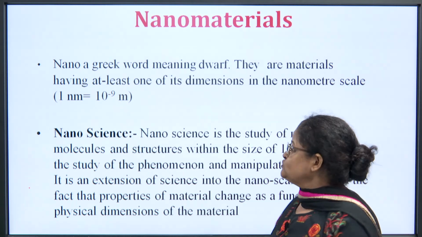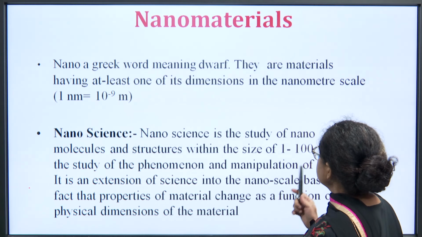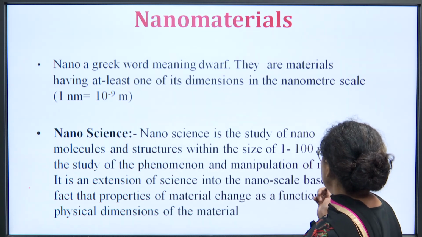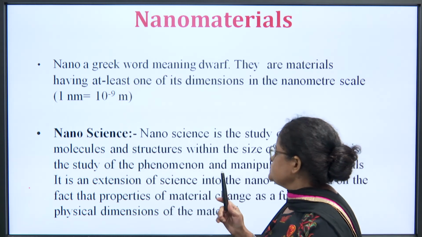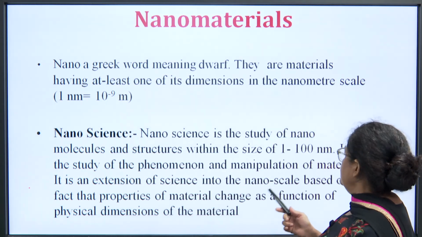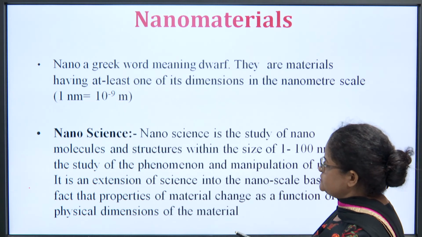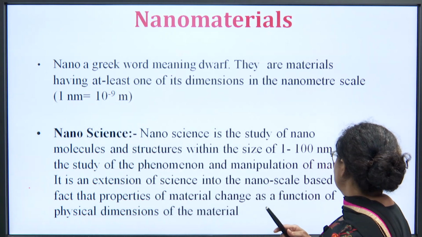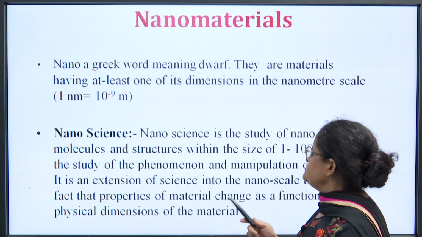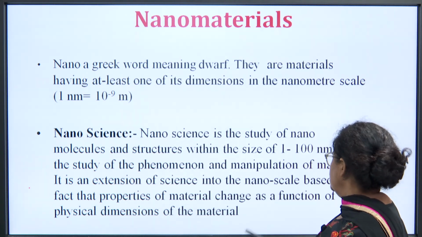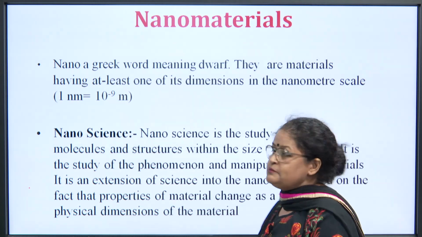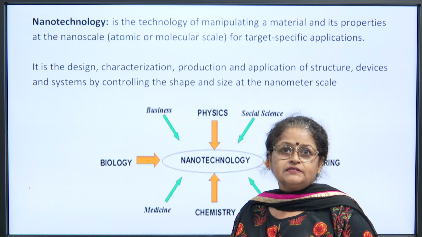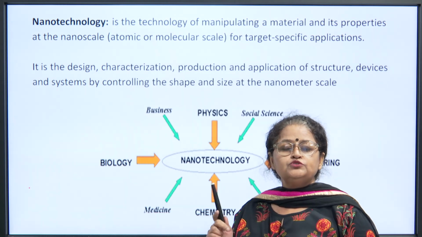So, what is nanoscience? Nanoscience is the study of nanomolecules and structure within the size of 1 to 100 nanometers. It is the study of the phenomena and manipulation of materials. It is an extension of the science into the nanoscale based on the fact that properties of materials change as a function of physical dimensions of materials. So, this is nanoscience.